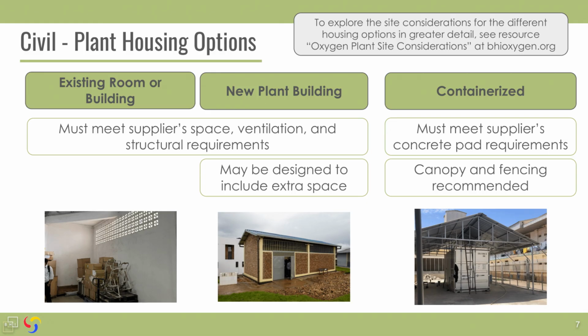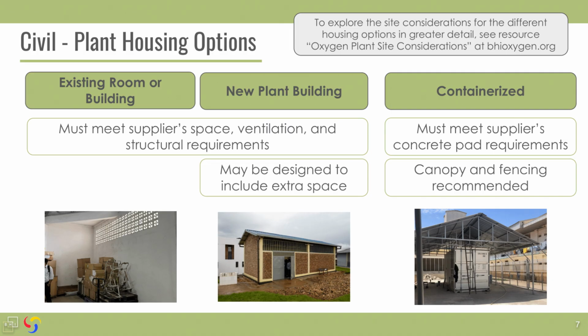The method by which your PSA plant is housed will influence the infrastructure needed to support your PSA plant. Your PSA plant may be housed in an existing room or building, a new plant building, or in a containerized solution. For existing rooms or buildings, the space must meet the vendor's space, ventilation, and structural requirements. For new plant buildings, the same requirements must be met. However, there is extra flexibility to design in extra space such as an office, storage room, or restrooms. For containerized plants, there are different considerations.